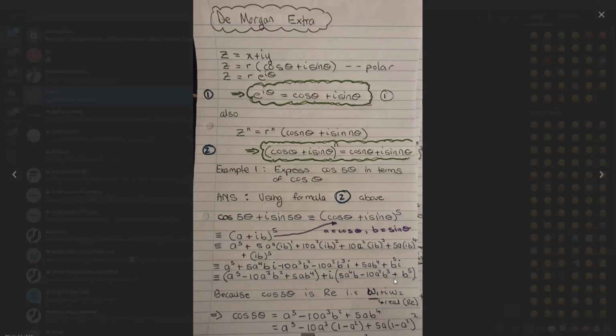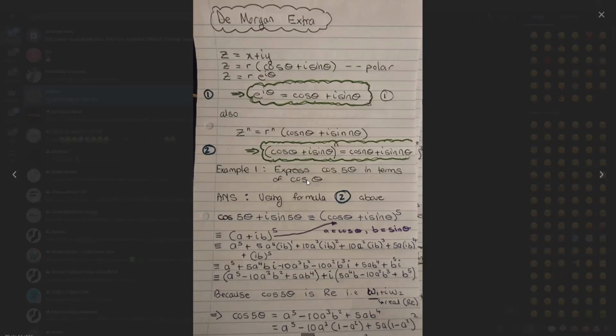But the question asks us to express cos 5 theta. So we are only interested in this one that doesn't have an I. Remember this thing is equivalent to this thing, so they are equal. If they're equal, that means cos 5 theta is equal to this, and sine 5 theta is equal to this. So we only take that first part.